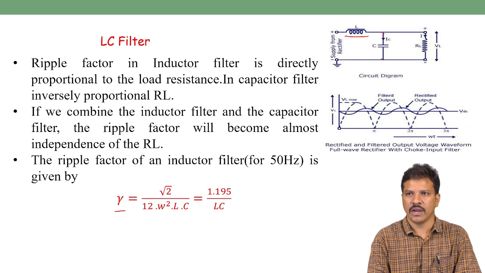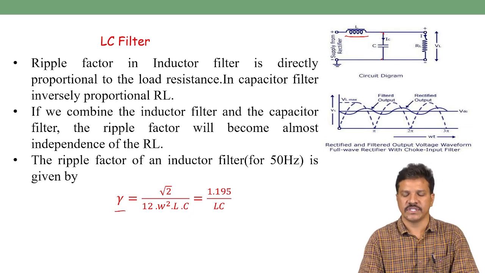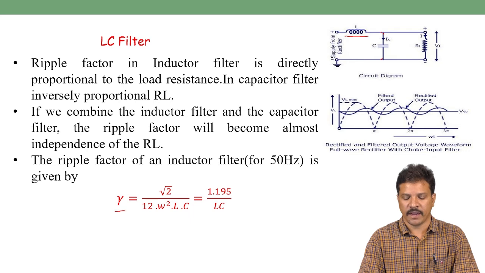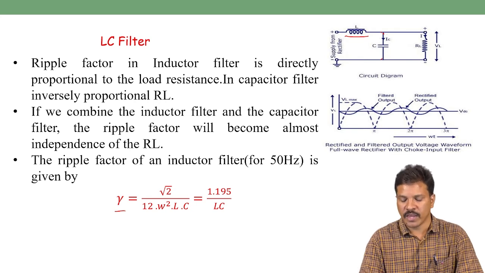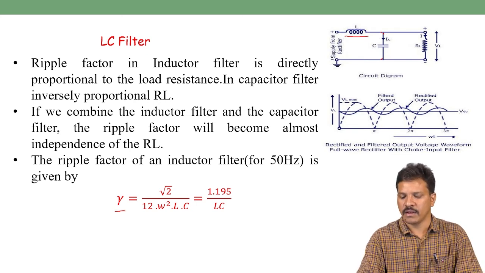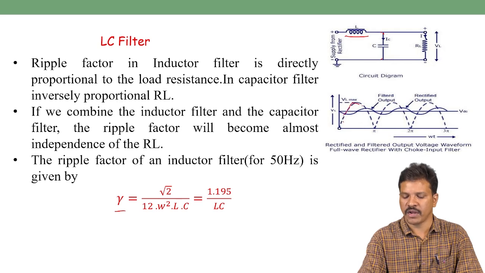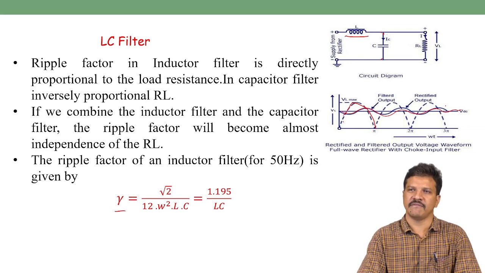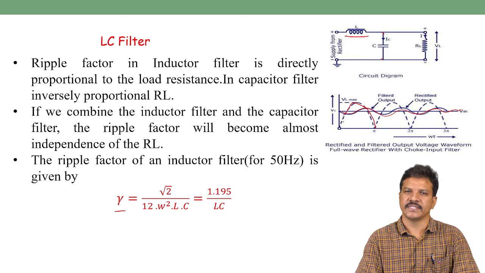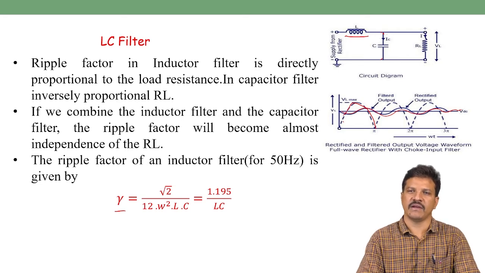So root 2 divided by 12 omega square L into C is equal to 1.195 divided by LC, considering all the parameters: root 2 by 12 into 2 pi into F, where F is equal to 50 Hz. By substituting all the parameters, we get 1.195 divided by LC. When we see the waveform using L and C, we can filter the full wave rectified output, and we achieve smaller ripples compared with the previous filters. But the important thing is that it will be useful for any loads, independent of load resistor.